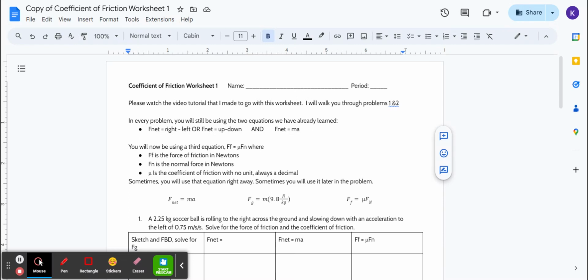Hi, this is Mrs. Jacobs, and I'm here to do a tutorial where I'm going through the first two problems of the coefficient of friction worksheet.